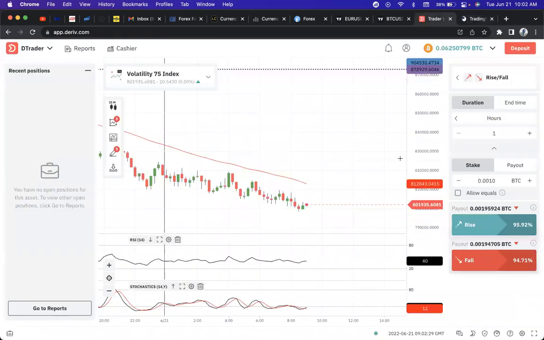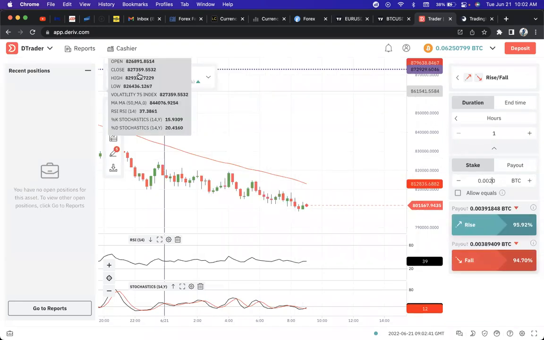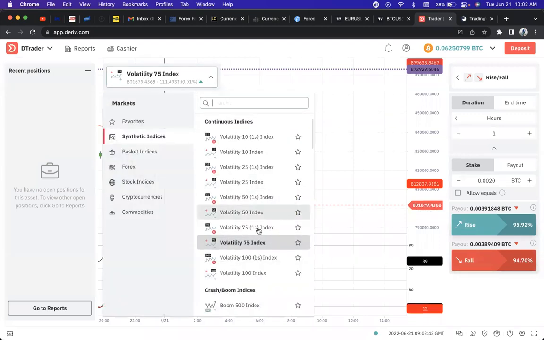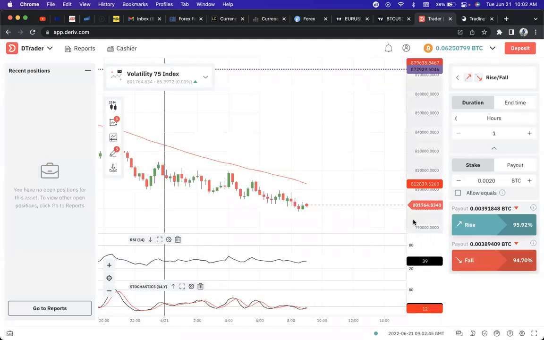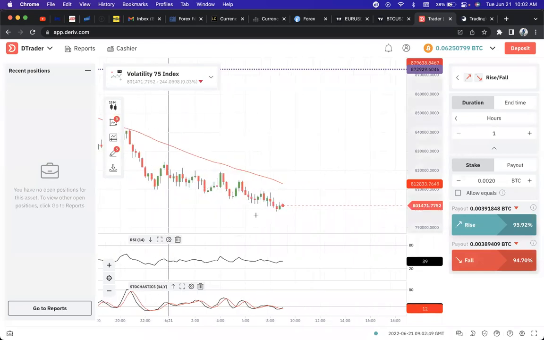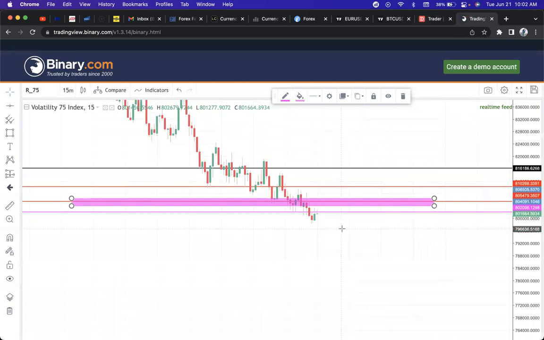Okay, let me just set up my broker, 1 hour. Okay, 0.002. This is my first trade for today. Somehow I like taking my V75 using my Bitcoin currency here. Okay. One thing I enjoy about V75 is its consistency.